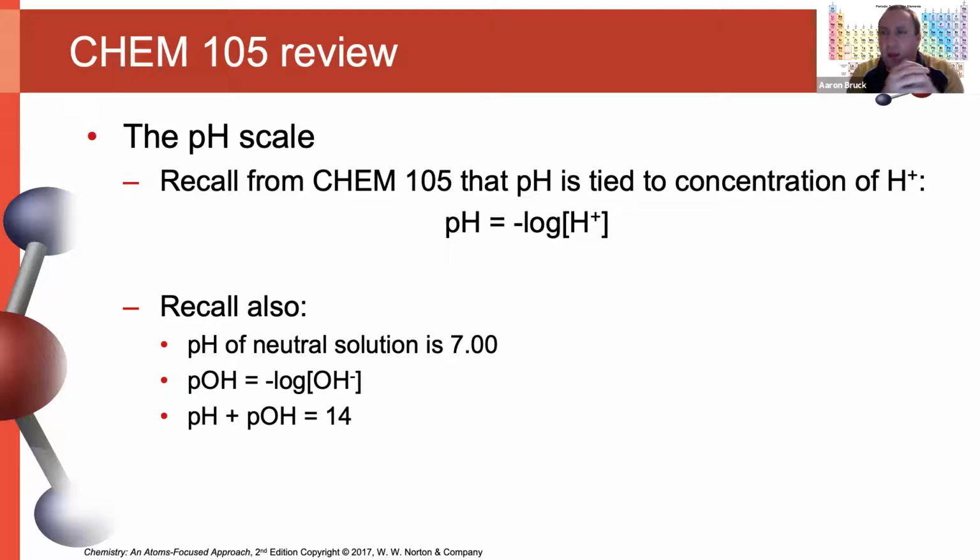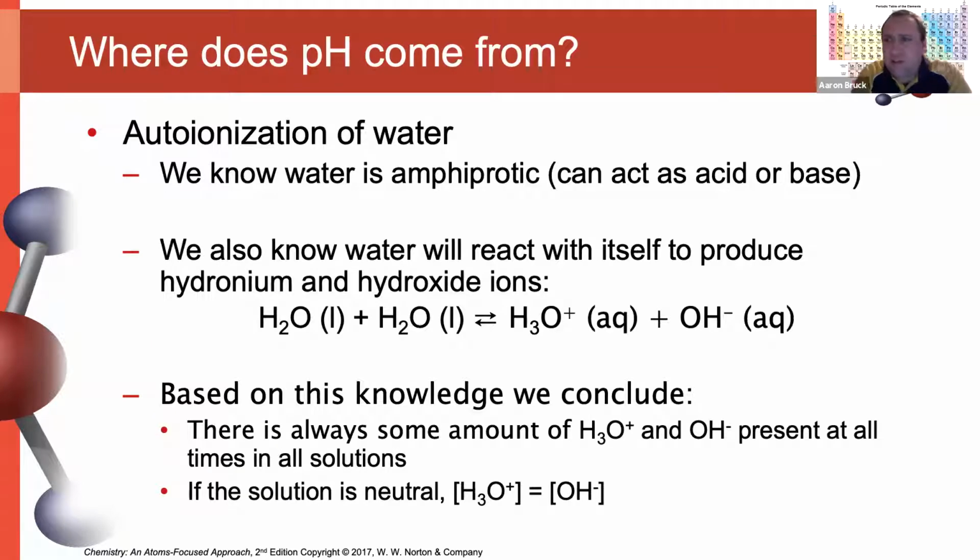These were things covered in broad brush strokes in Chem 105, and certainly before that, as you probably saw a good bit of this in high school. What we really didn't get into too much at the time was where that pH value came from. It comes from something called autoionization. Autoionization takes advantage of the fact that water is amphiprotic, meaning that it can act as an acid or as a base. Water will react with itself to form hydronium ion, H+, and hydroxide ion, OH-.